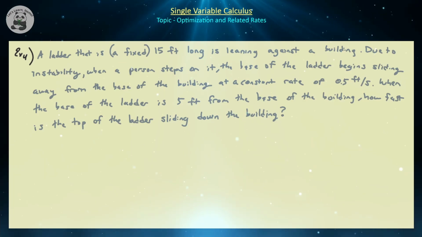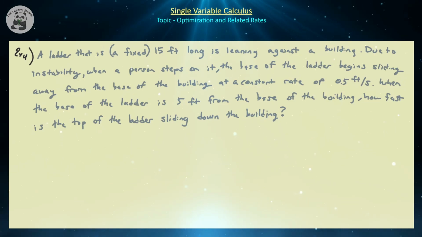And due to instability, when you step on it, the base of the ladder begins sliding away from the base of the building, which means that the top of the ladder is also sliding down the building. Let's assume that the base of the ladder is sliding away from the base of the building at a constant rate of 0.5 feet per second. So, when the base of the ladder is 5 feet from the base, how fast is the top of the ladder sliding down the building?